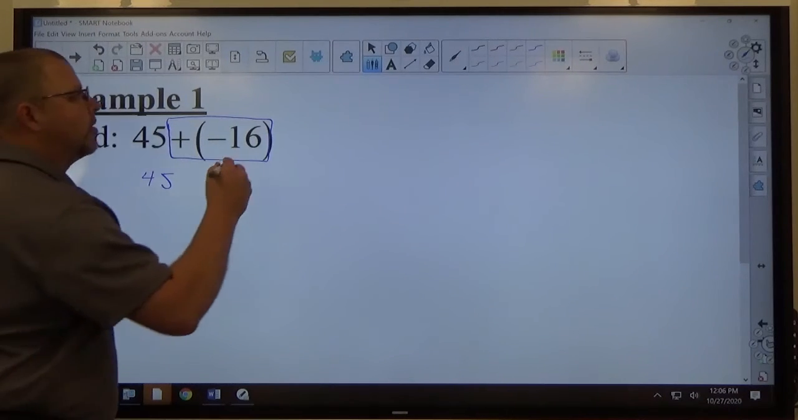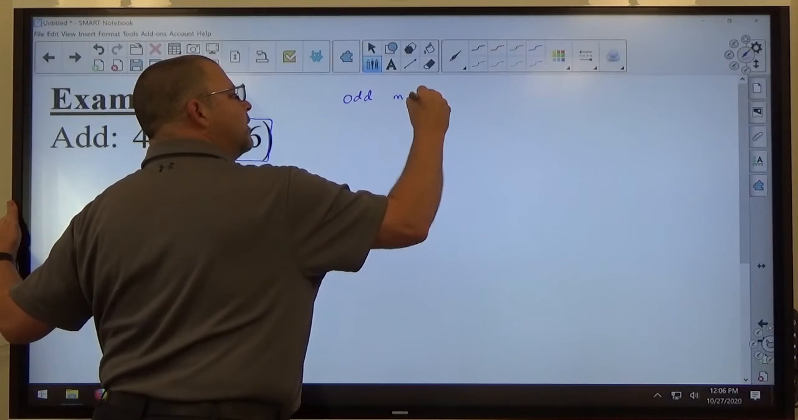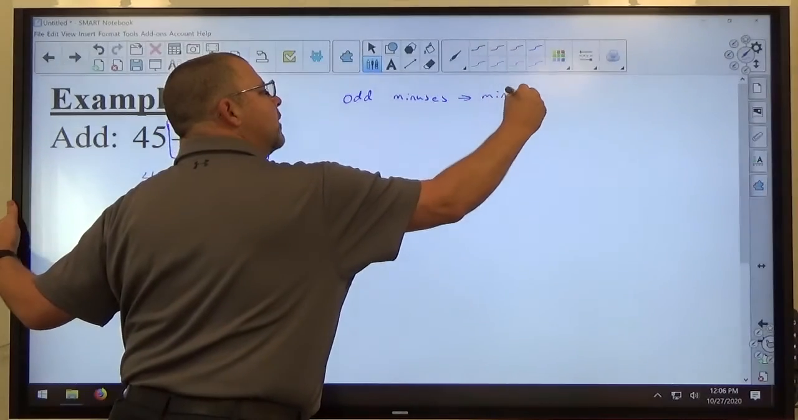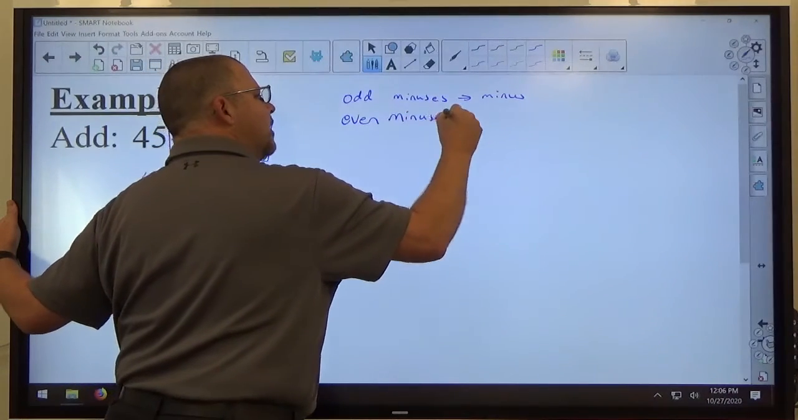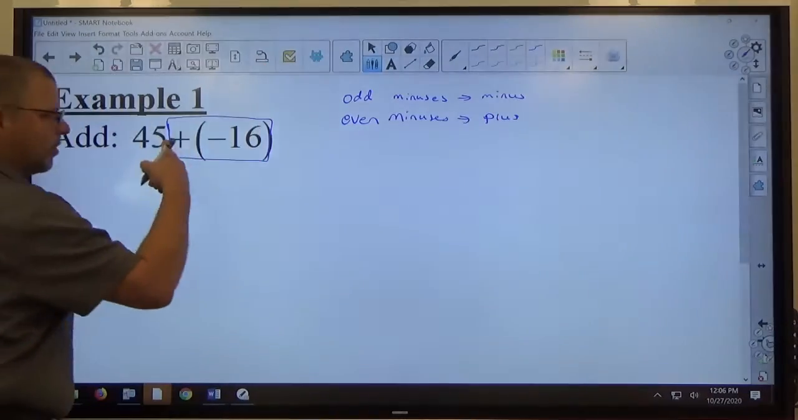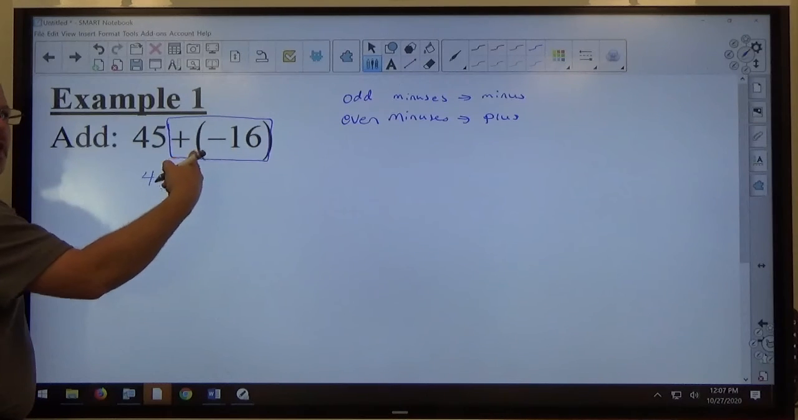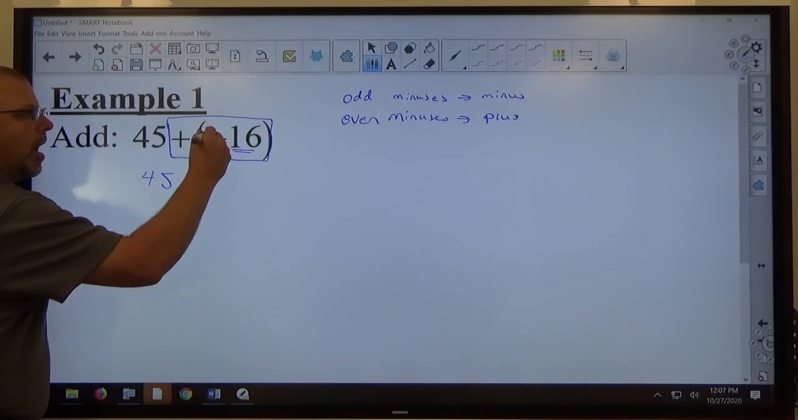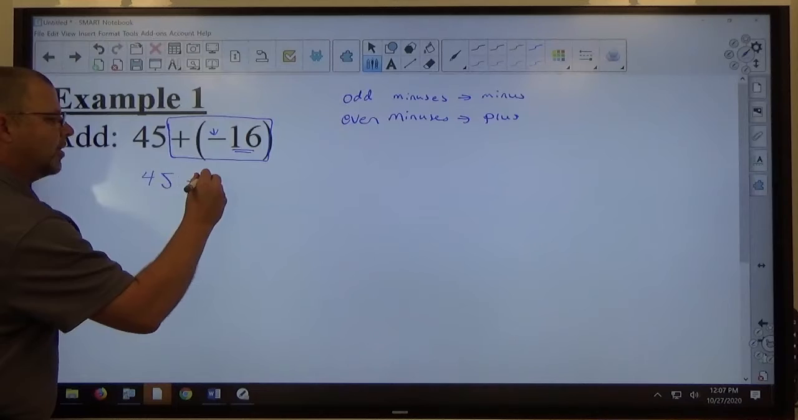If the number of minuses is odd, that means minus. If we have an even number of minuses, that means plus. So if you look at this sequence here, plus, minus 16, there's one minus, which is odd, right? The number 1 is odd. I'm not talking about this number, I'm talking about how many of these there are. There's one minus, 1 is an odd number, so it's going to be minus 16.